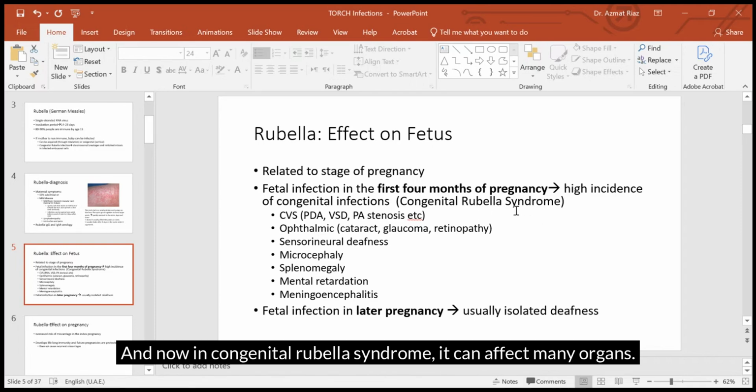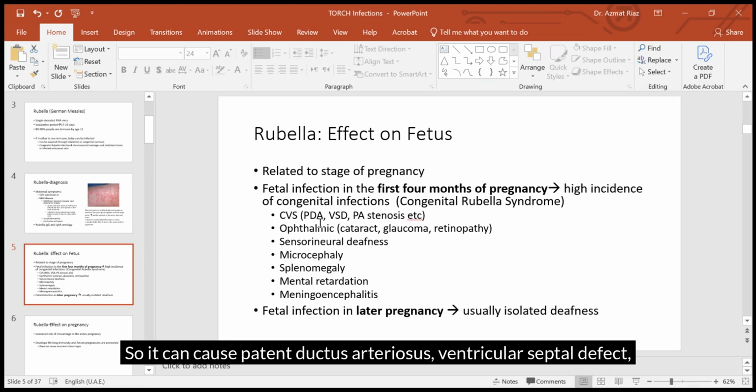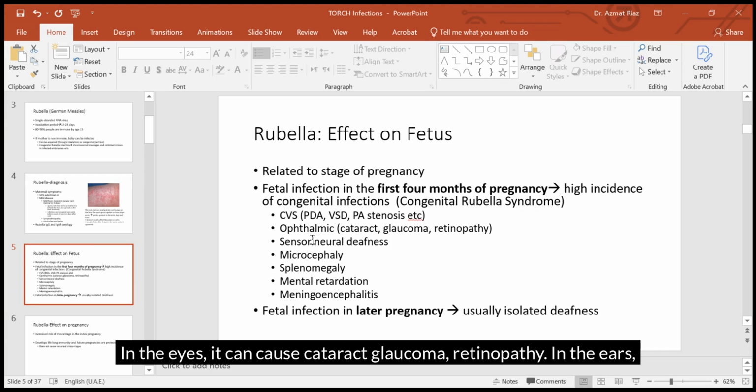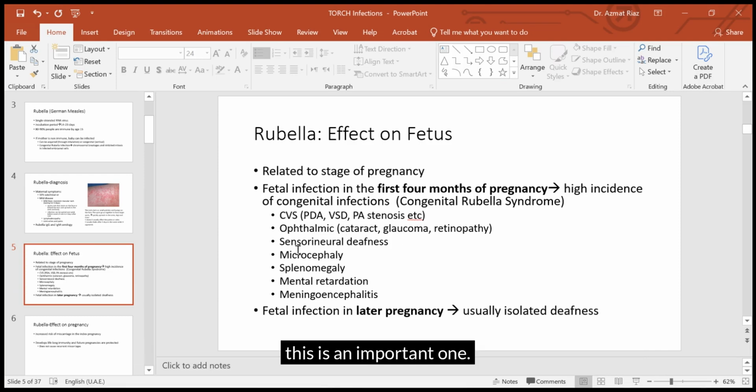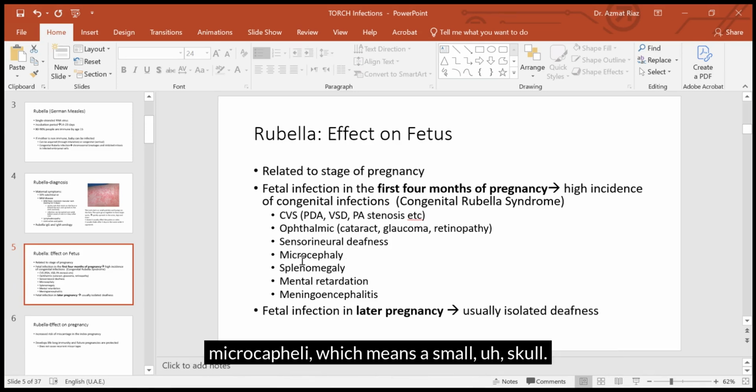And now congenital rubella syndrome can affect many organs. First is the cardiovascular system. So it can cause patent ductus arteriosus, ventricular septal defect, pulmonary artery stenosis, and many other problems related to the cardiovascular system. In the eyes, it can cause cataract, glaucoma, retinopathy. In the ears, this is an important one, it can cause sensorineural deafness. In the head, it can cause microcephaly, which means a small skull, a small brain, splenomegaly, mental retardation, meningoencephalitis, so infection of the meninges and encephalitis.